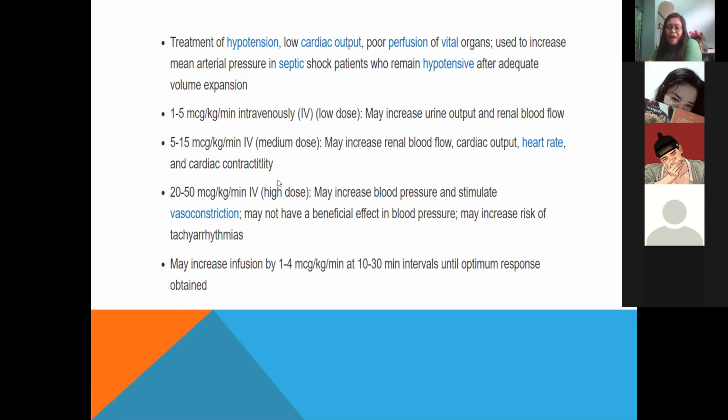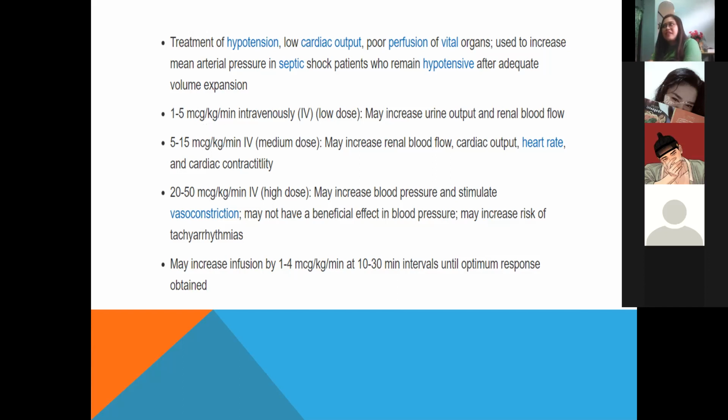So, ang unsa ang paborito sa board exam kaning dose. Kaning dose na ni jud ni siya ang paborito sa board exam kasi ang dopamine lahi-lahi yang activity depende sa dose. So dose dependent yang activity. So at low dose, it's 1 to 5 micrograms per kilograms per minute nga intravenous injection. Ang effect ni dopamine is more on the kidneys. So it can increase urine output and it can increase the flow of blood in the kidneys.